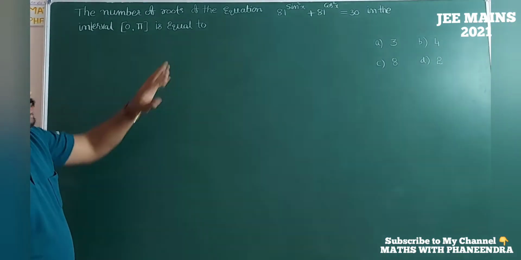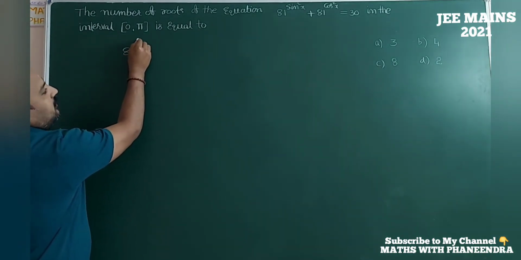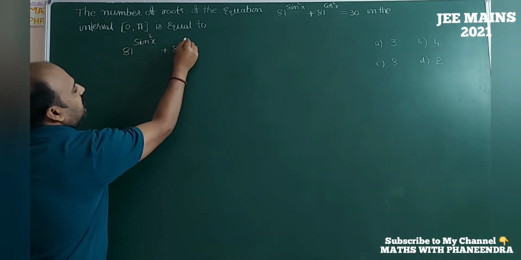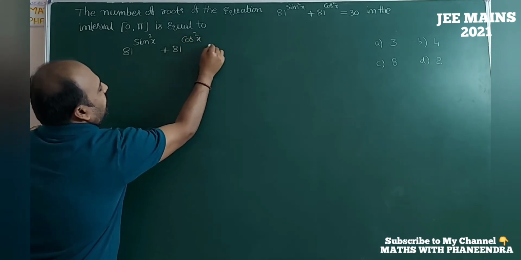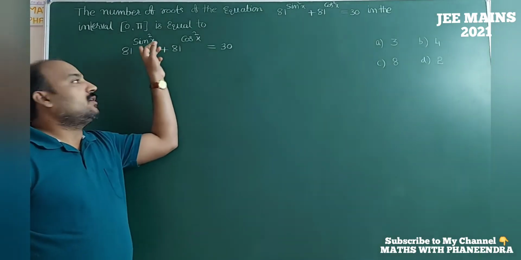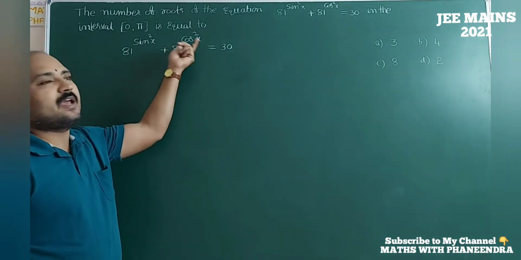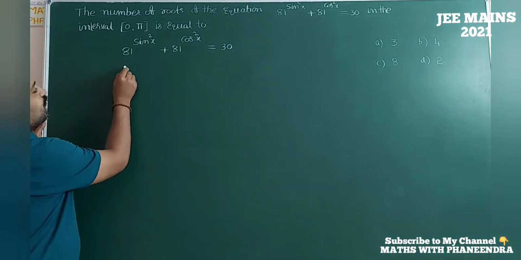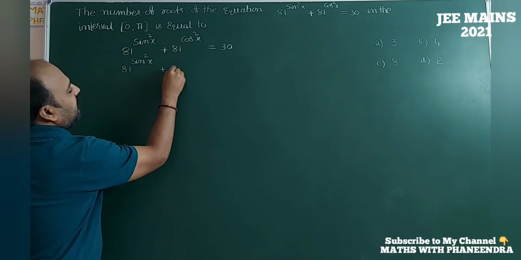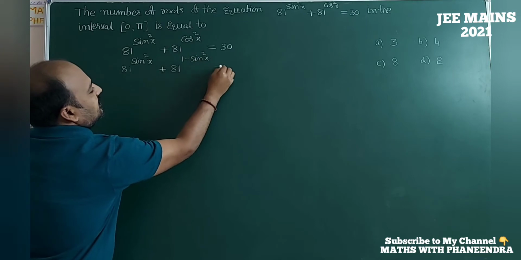So first, the given equation. What is the given equation? 81 power sin square x plus 81 power cos square x is equal to 30. We know the relation sin square x plus cos square x equal to 1, and I am writing cos square x in terms of sin. So 81 power sin square x plus 81 power cos square x can be written as 81 power 1 minus sin square x is equal to 30.